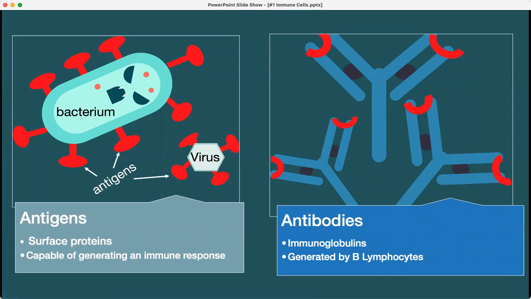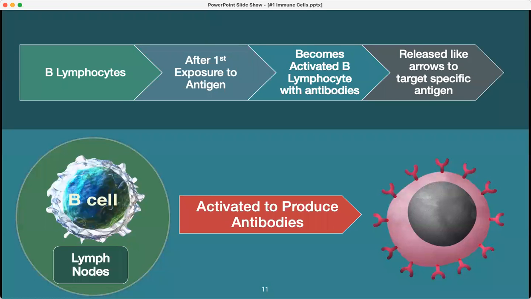So antigens, surface proteins, they're the things that are capable of generating the immune response. Antibodies are these immunoglobulins that are generated by activated B lymphocytes. So a B lymphocyte sitting in the lymph node gets a first exposure to an antigen. They get activated and they produce these targeted arrows, produced antibodies.